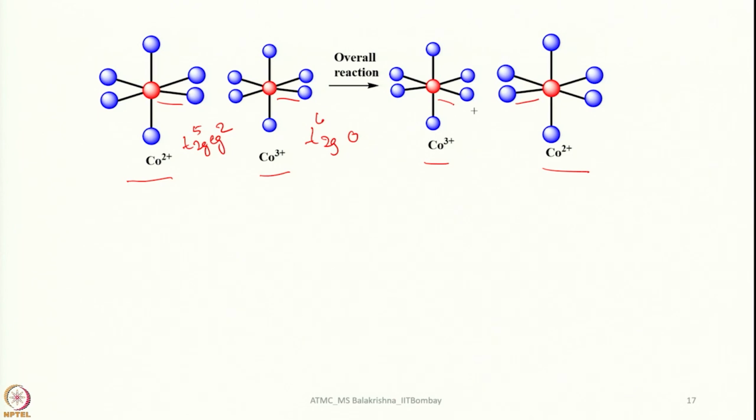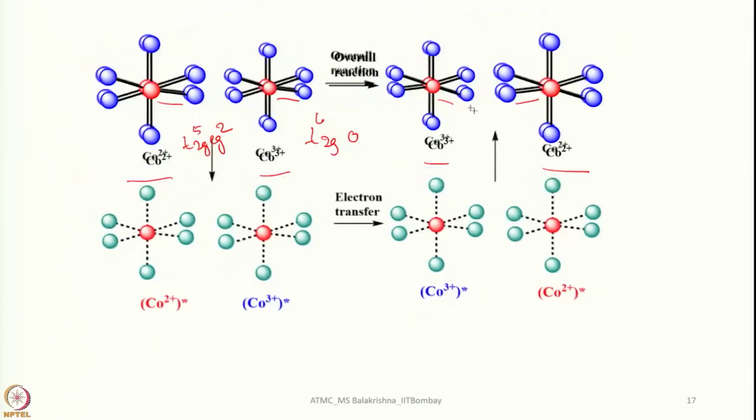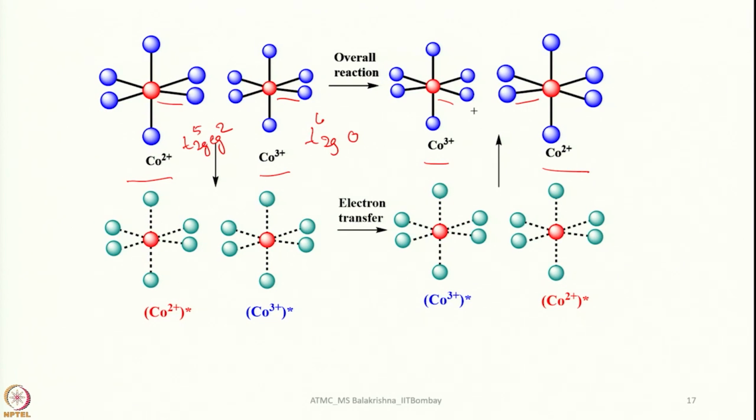So, this is the overall redox reaction, but it has to go through this intermediate here. This is electron transfer. For that, this process has to generate an encounter species or precursor species, something like this. You can see here, this indicates a transient species or transient state, in which both of them have similar bond parameters.